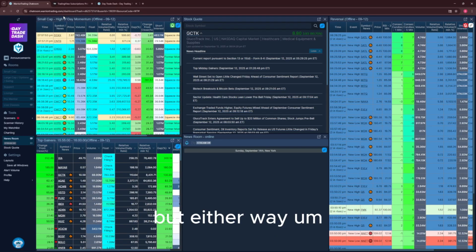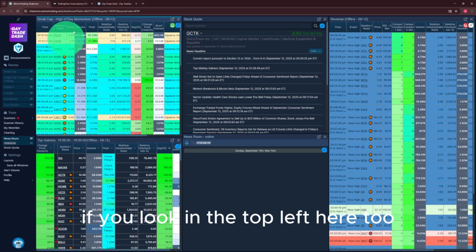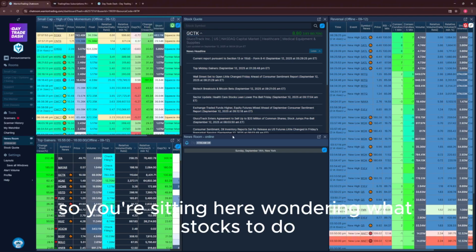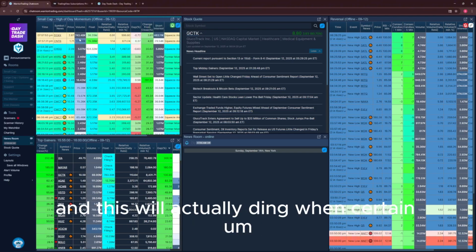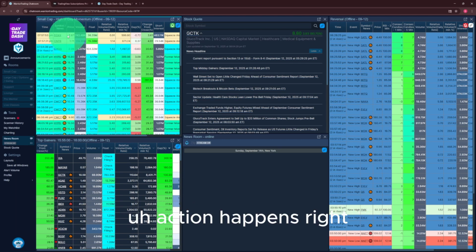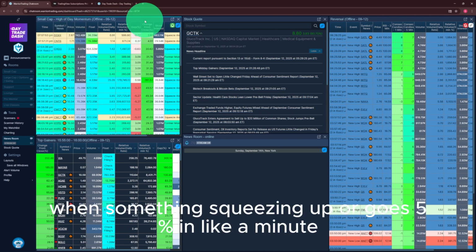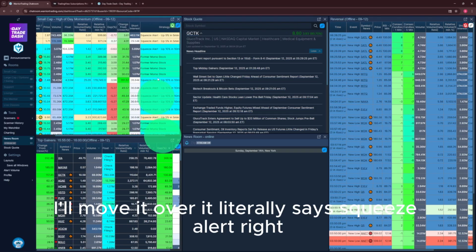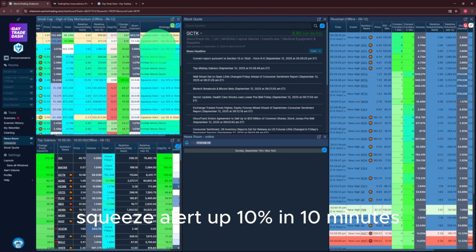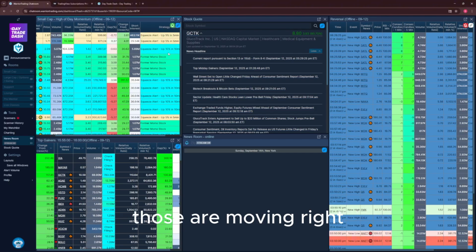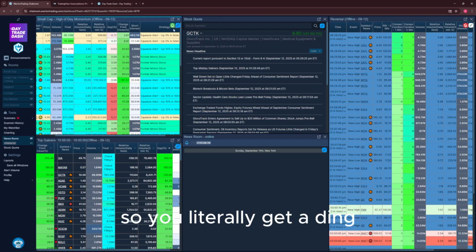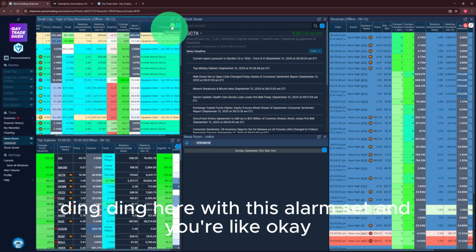But either way, if you look in the top left here too, you have an alarm system, right? So you're sitting here wondering what stocks to trade, and this will ding when certain action happens, like when something's squeezing up or goes 5% in a minute. It literally says squeeze alert: up 10% in 10 minutes, up 5% in 5 minutes. Those are moving, and a lot of people are jumping into that stock. So you get a ding, ding, ding with this alarm set.